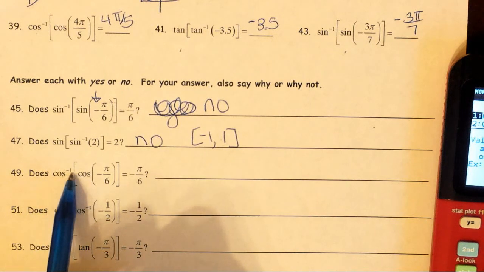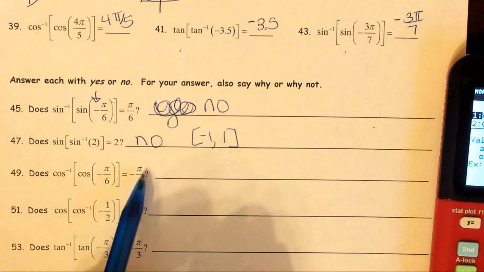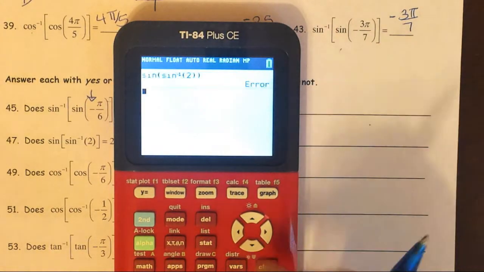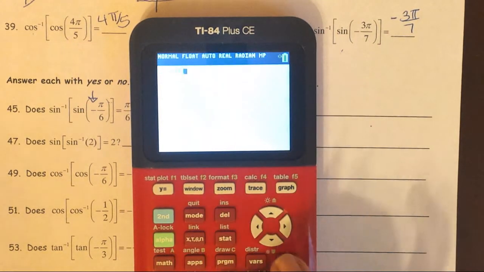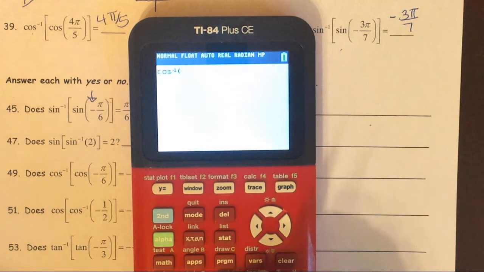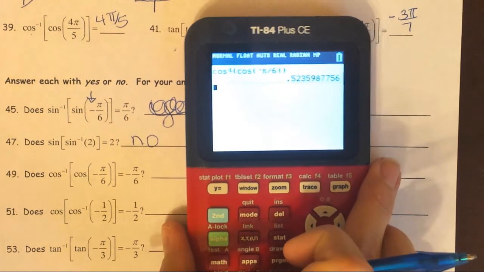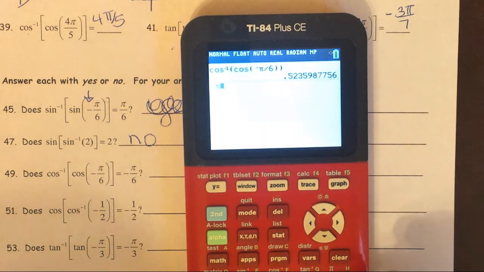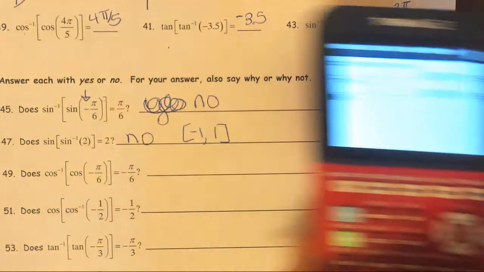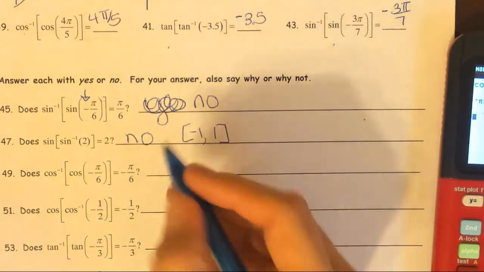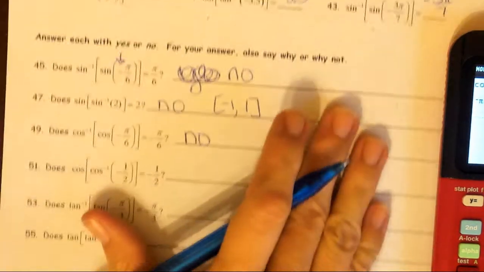Does cosine inverse of cosine of negative pi over 6 equal negative pi over 6? I don't know. Let's go check it. So we're going to type in cosine inverse cosine negative pi divided by 6. Oops. Let me try that again. So second cosine, cosine, negative pi divided by 6. That's my first one. Then I'm going to type in negative pi divided by 6. And no, they don't equal each other again. The top one's positive, the bottom one's negative. So again, they're not equal.